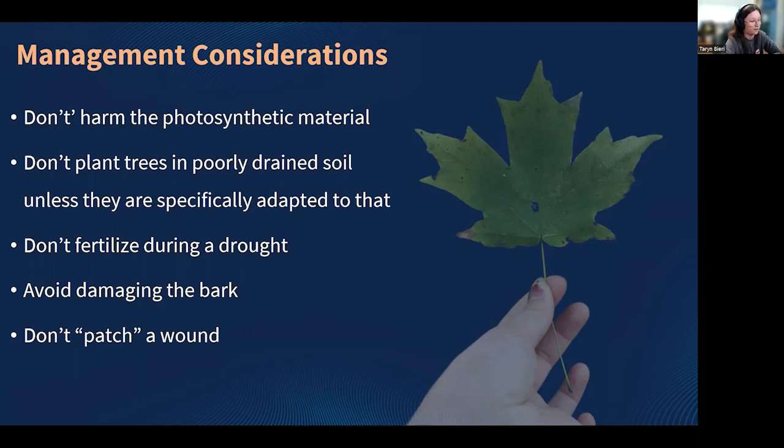And then number five, if you do damage your tree, don't try to seal it or patch it. When we do this, we are usually making it more difficult for the tree because they have to grow around that foreign material to seal off and compartmentalize that wound.